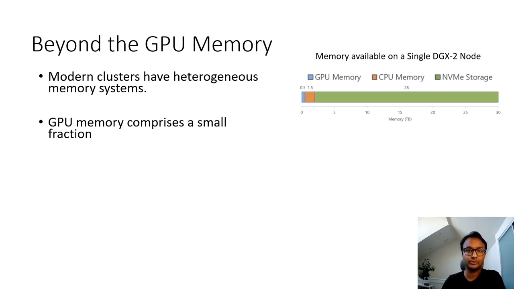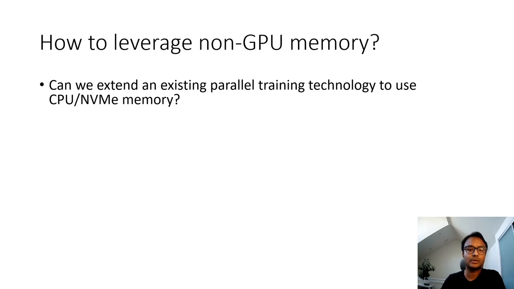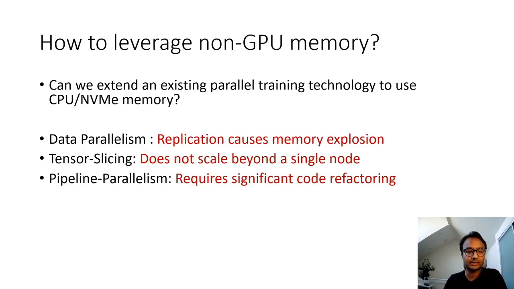If we could use all this memory together, then you could fit a 1 trillion parameter model on a single DGX-2 node, or a 32 trillion parameter model on 32 such nodes. A model as large as GPT-3 could be fine-tuned on just a single node. So how do we go and leverage this non-GPU memory? Could we just extend an existing parallel training technology to use CPU or NVMe memory? Let's look at some of the candidate technologies.